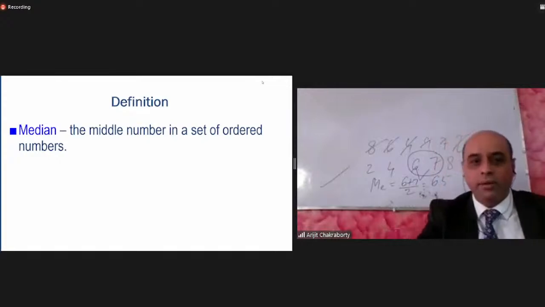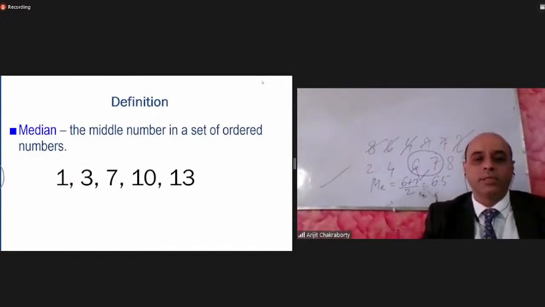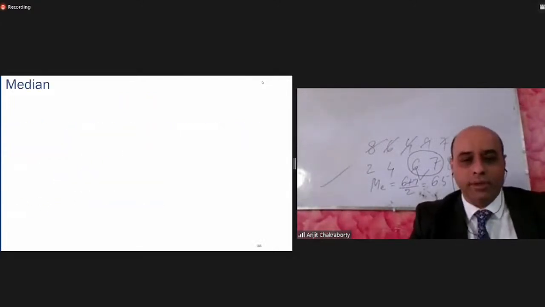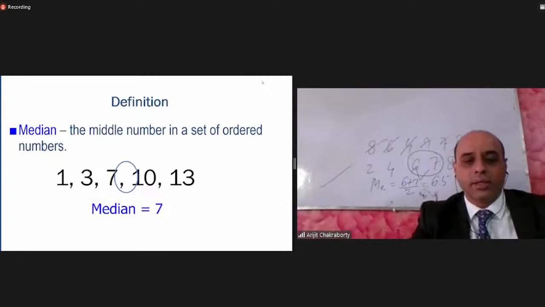I think it is clear now. I am taking an example you can see on the slide: 1, 3, 7, 10, and 13. So the median is 7. You can see the 10 and 13 are on the right hand side, 1 and 3 on the left hand side. So the median comes to 7.